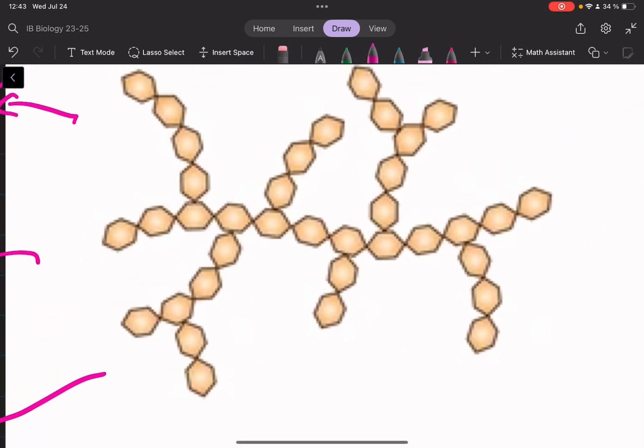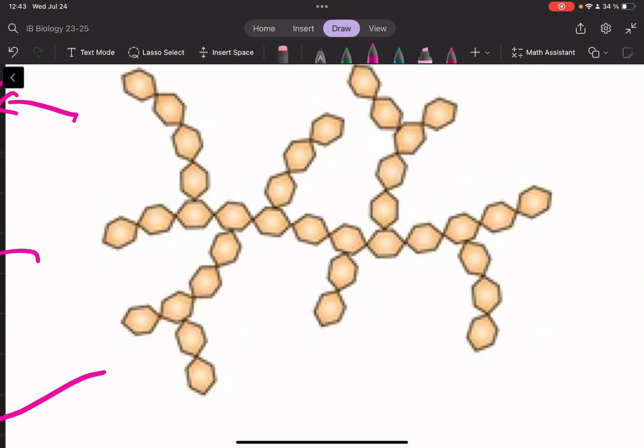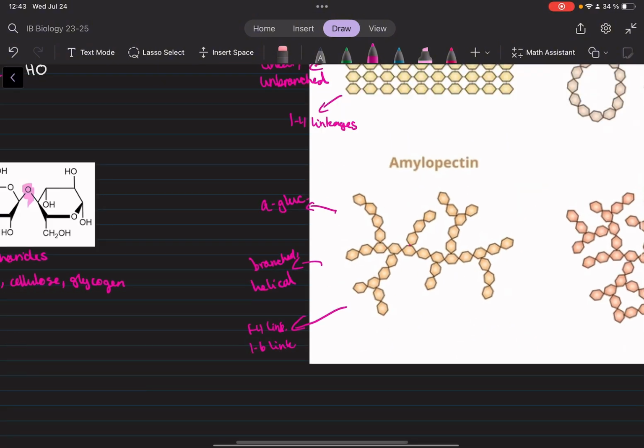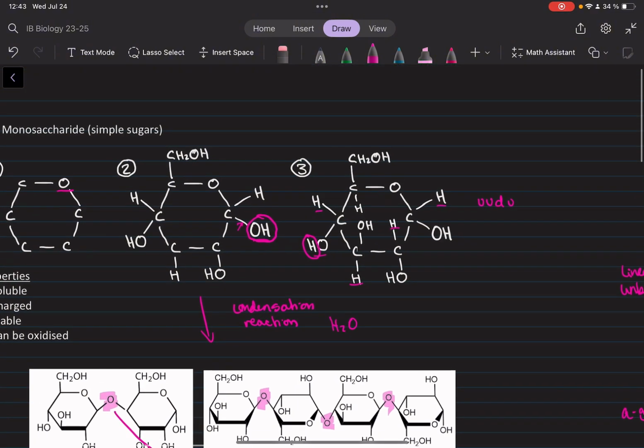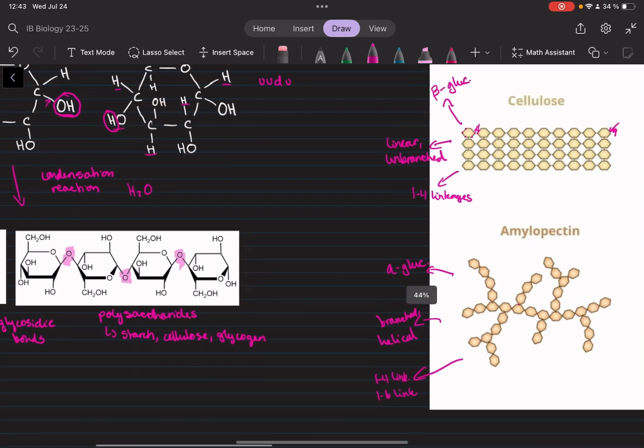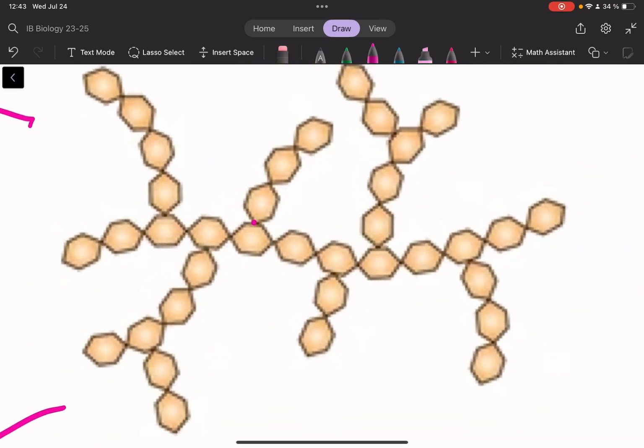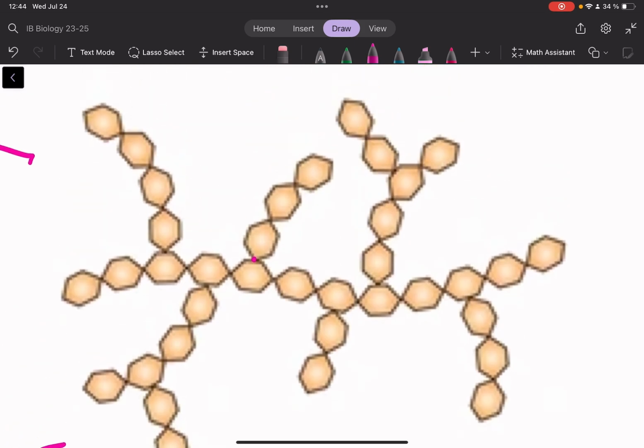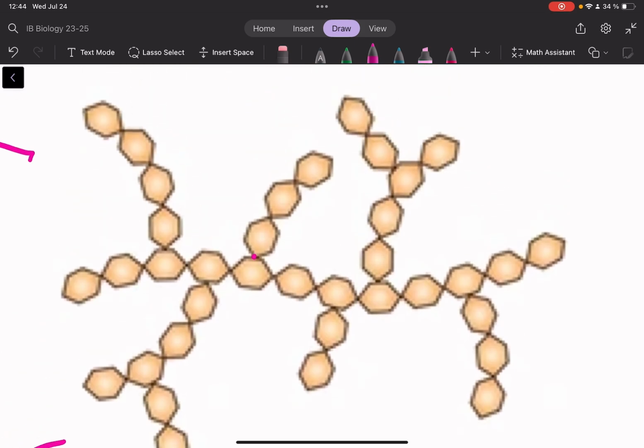The 1 to 6 linkages, it comes from the 6th carbon. So if we look back over here, this would be the 6th carbon. So I guess here in this diagram, the 6th carbon is just in the middle of the 5th and the oxygen. So this would be the 1st carbon, and this over here would be the 6th carbon.